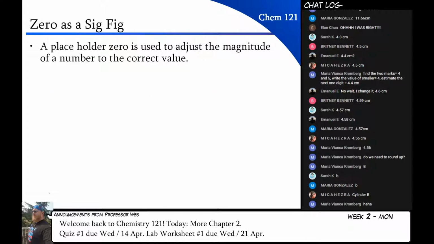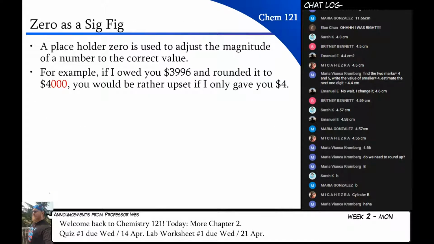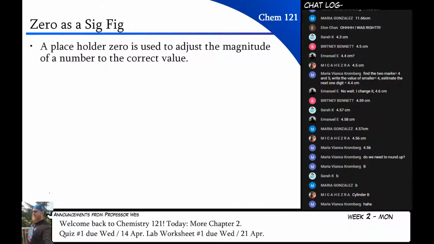Let's look at the first case where 0 is not a sig fig. I owe you $3,996. So what I'm going to do is round up to 4,000 because that's easier to deal with. And then I'm going to say, these zeros aren't significant because they're just 0, right? They don't mean anything. And so I'm going to pay you this much. Are we settled on our debt? Would this be acceptable?